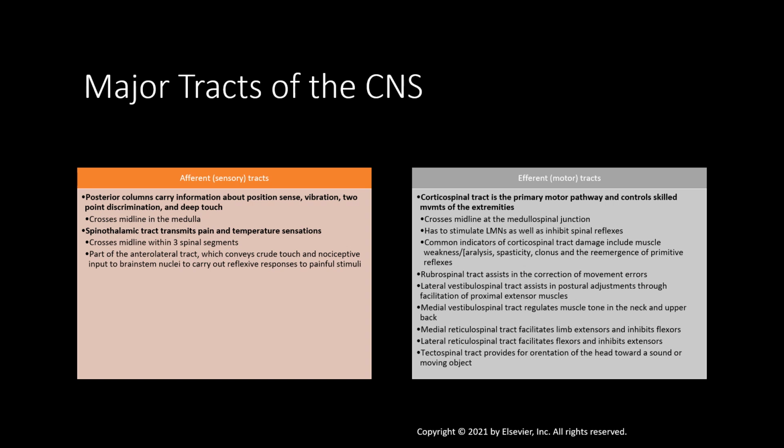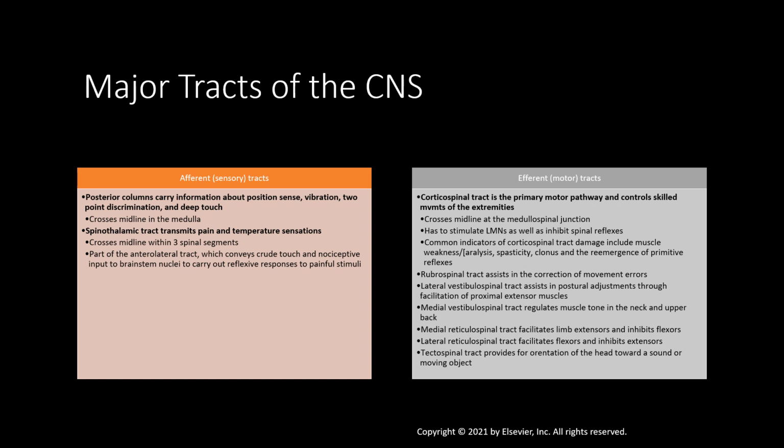So when we looked at the Babinski reflex on the last slide that discussed involvement in the corticospinal tract, this is where we're looking at that primary motor pathway. So it crosses midline at the medullospinal junction and has to stimulate lower motor neurons as well as inhibit spinal reflexes. Common indicators of corticospinal tract damage include muscle weakness, paralysis, spasticity, clonus, and the reemergence of primitive reflexes like the Babinski. The rubrospinal tract assists in the correction of movement errors.